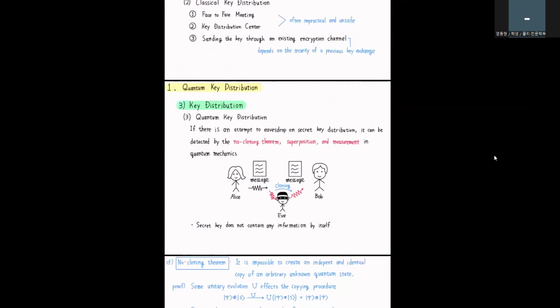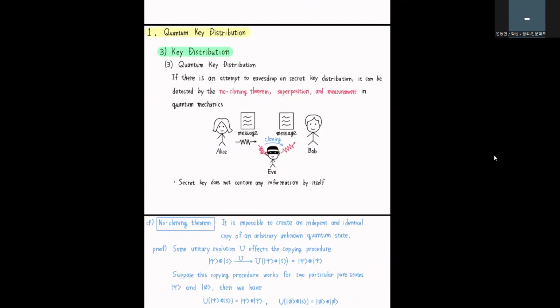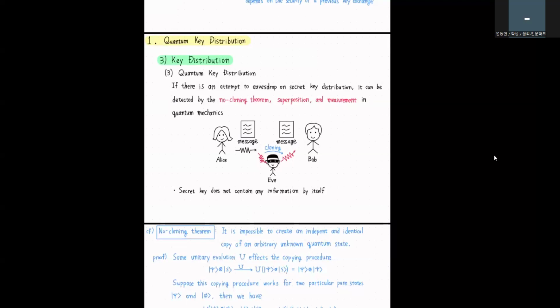Now, of course, in quantum information, there is also a way to do key distribution, which we call quantum key distribution, which basically means distributing keys that are used for encrypting quantum information. The thing with quantum information is that it can take advantage of three properties: the no cloning theorem, superposition, and measurement in quantum mechanics to securely encrypt messages and protect them from malicious attackers such as Eve.